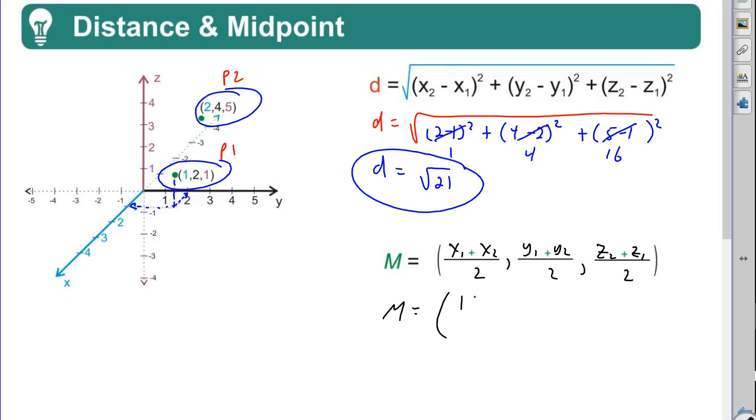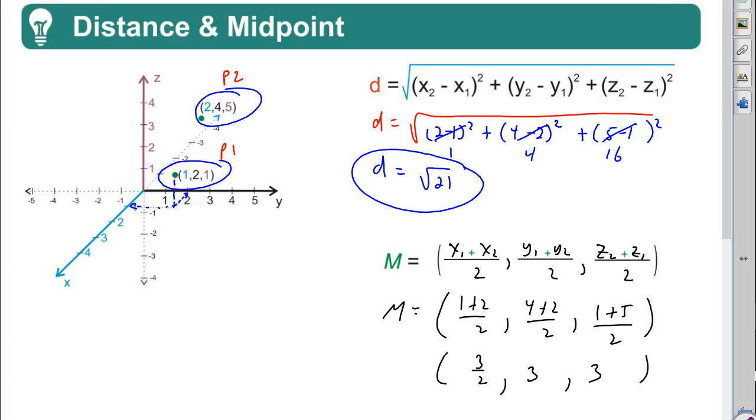Okay, so what do you have? 1 plus 2 divided by 2. 4 plus 2 divided by 2, it doesn't matter which one you put first or second. I did that one backwards, doesn't matter. 1 plus 5 divided by 2. The x's divided by 2, the y's and the z's. So we end up with 3/2 as the x coordinate. 3 would be the y coordinate, 6 divided by 2, and 3 again for the z. So 3/2, 3, 3 is the coordinates of the midpoint, the point halfway between those 2 points.